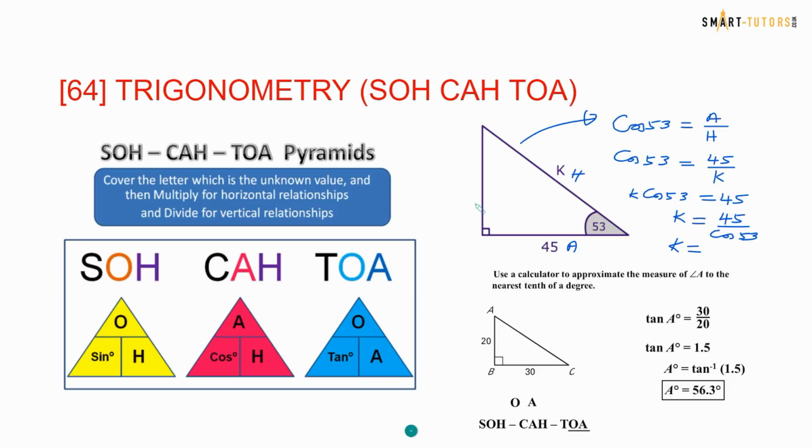They are asking for the angle of A here. For A, this is the opposite side and this is the adjacent side. So it's tan, because tan is opposite over adjacent. You write a formula here. You need to remember how to do an inverse function. A equals tan inverse of 30 over 20, which is 1.5, and you press shift and tan on the calculator for the inverse, and you get the answer.